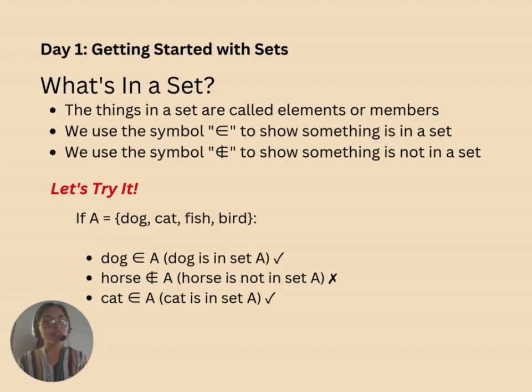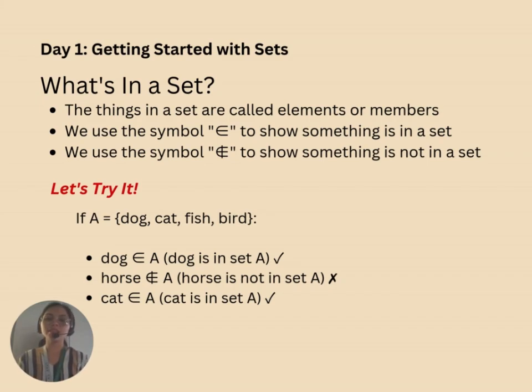Let's say set A is equal to {dog, cat, fish, bird}. So therefore, we can say that dog, since it is included in the set, we are going to use the symbol ∈. Dog is in set A. Or we can say dog is an element of set A.